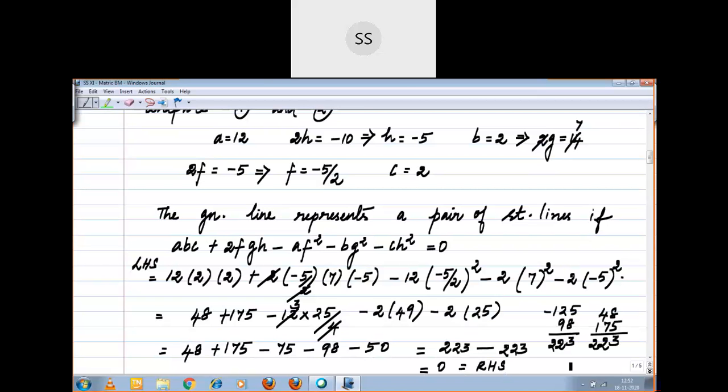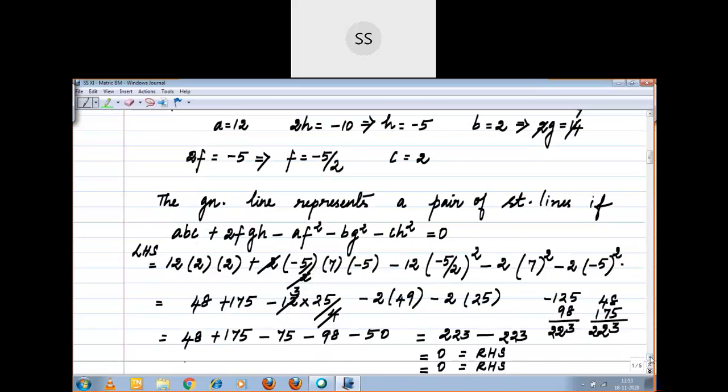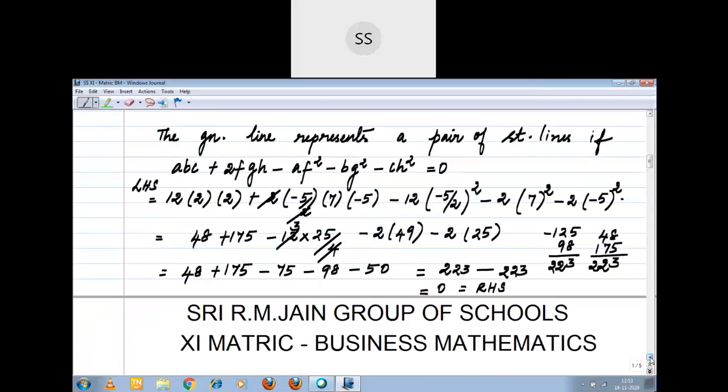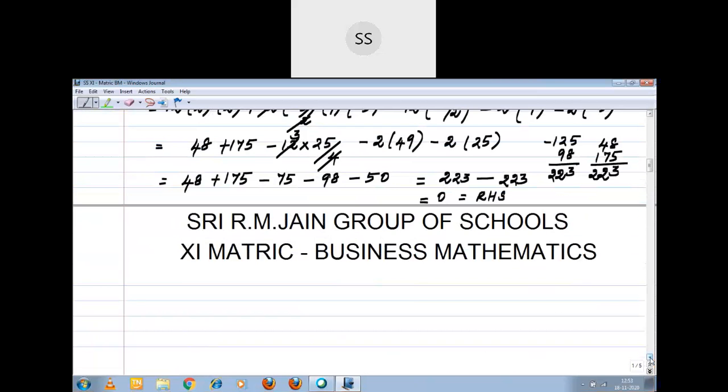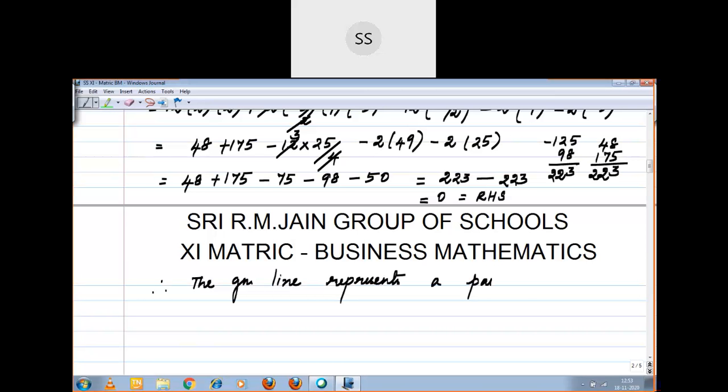Then you put it is equal to RHS. It satisfies the condition. Therefore, it represents a pair of straight lines. The given line represents a pair of straight lines.